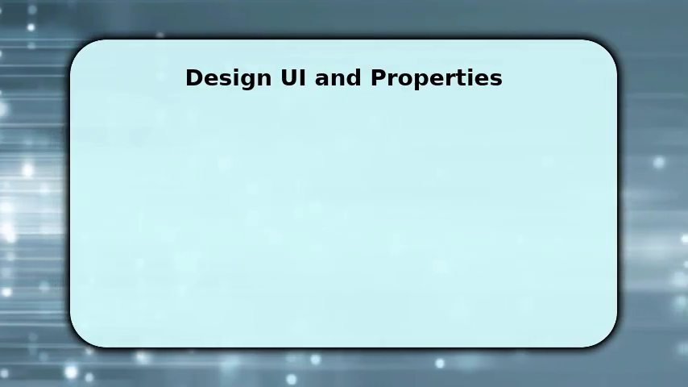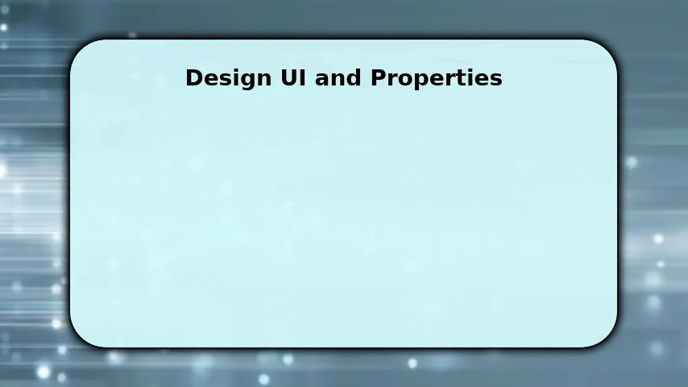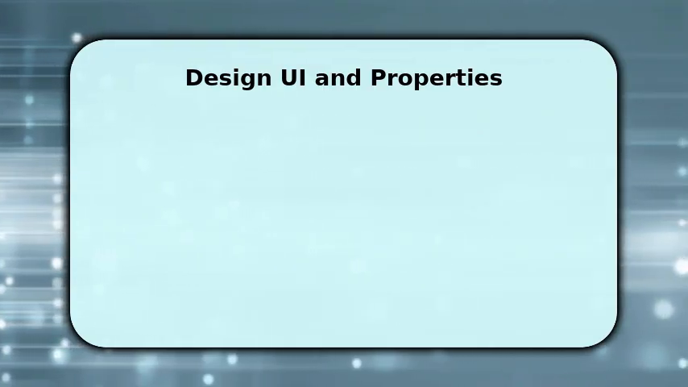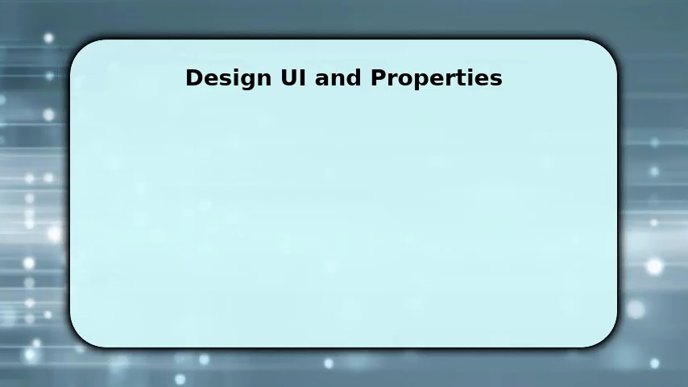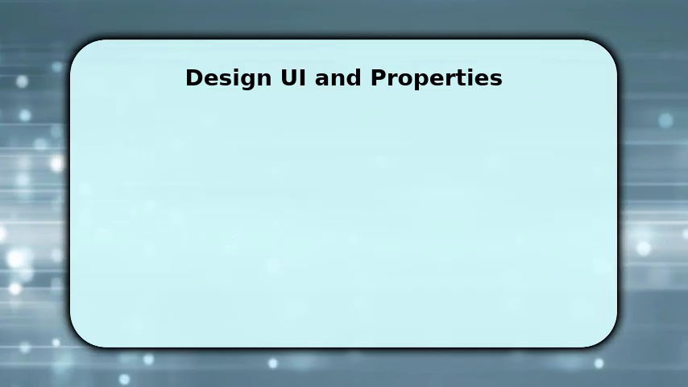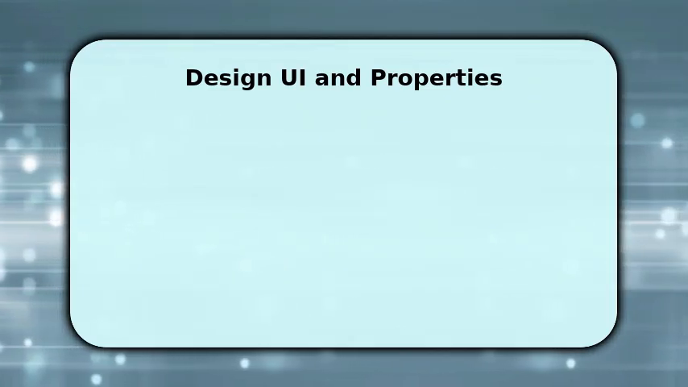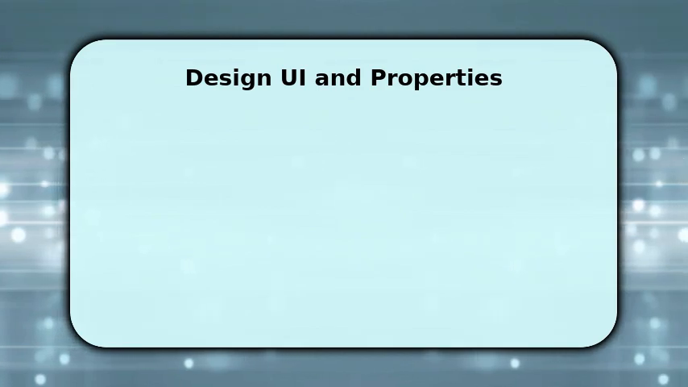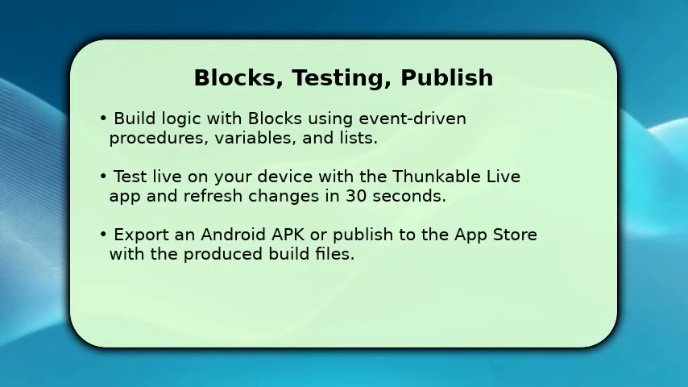Add button, label, image, and list viewer components to the home screen for core functionality, and give each a clear ID like BTN login or LBL title for blocks referencing. Use style properties. Font size 16, build logic with blocks using event-driven procedures, variables, and lists, connecting a button. Click event to a procedure that validates input and navigates screens.